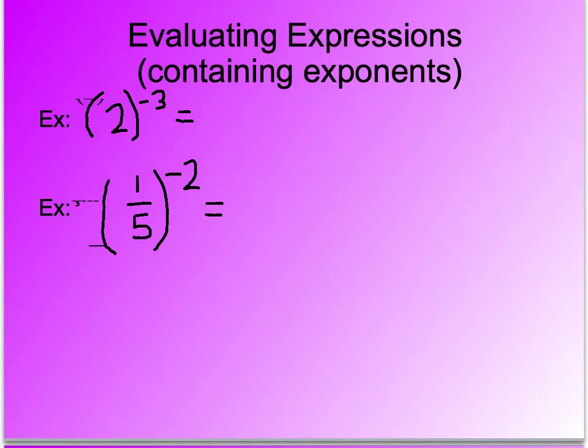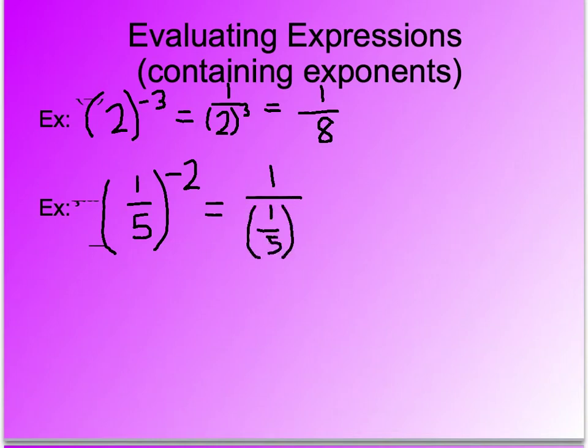So going off the example we just completed, 2 to the negative 3, since we have a negative exponent, we would think of this as 1 over 2 to the positive 3, which is 1 over 8. Again, the same thing with the last example on this slide. 1/5 to the negative 2, we can think of as 1 over 1/5 to the positive 2.